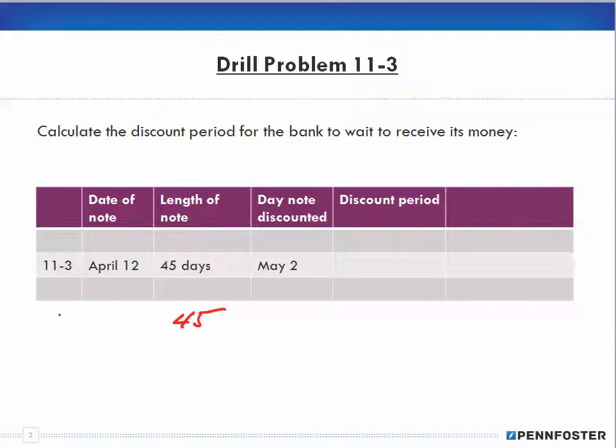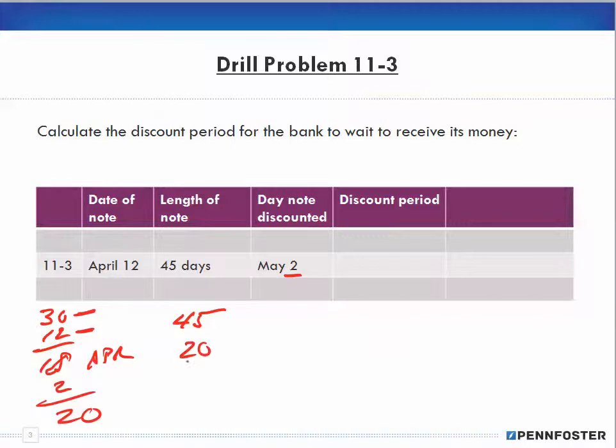we're looking at April. April has 30 days, so that's 30 less 12, that gives 18, right? Because April 12th, there's 30 days in April. That gives us 18 days in April, plus the 2 days for May, so that's 20 days. Okay, and so we subtract the one from the other. That means the discount period is 25 days.